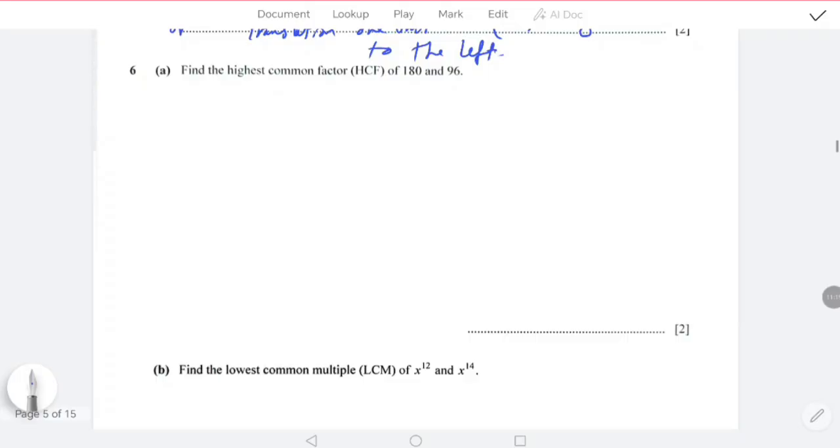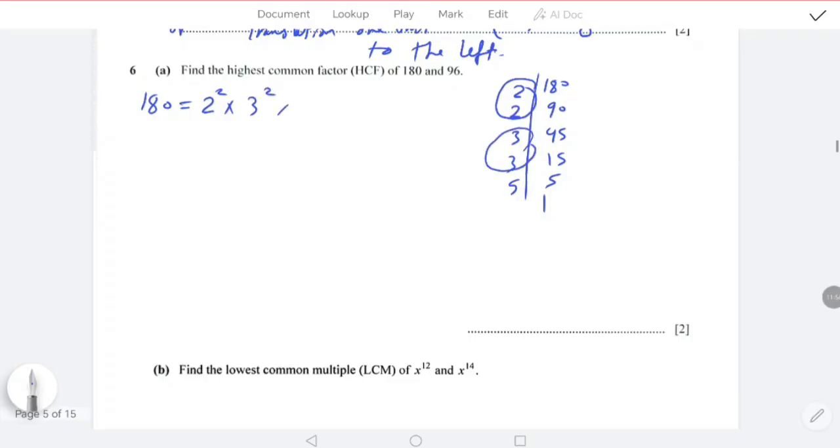You have to write each number as a product of its prime factors. You may do it this way: 180 divided by 2 is 90, divided by 2 is 45. Then divide by 3, it's 15, divided by 3, it's 5, divided by 5, it's 1. So you can say that 180 is 2 squared times 3 squared times 5.